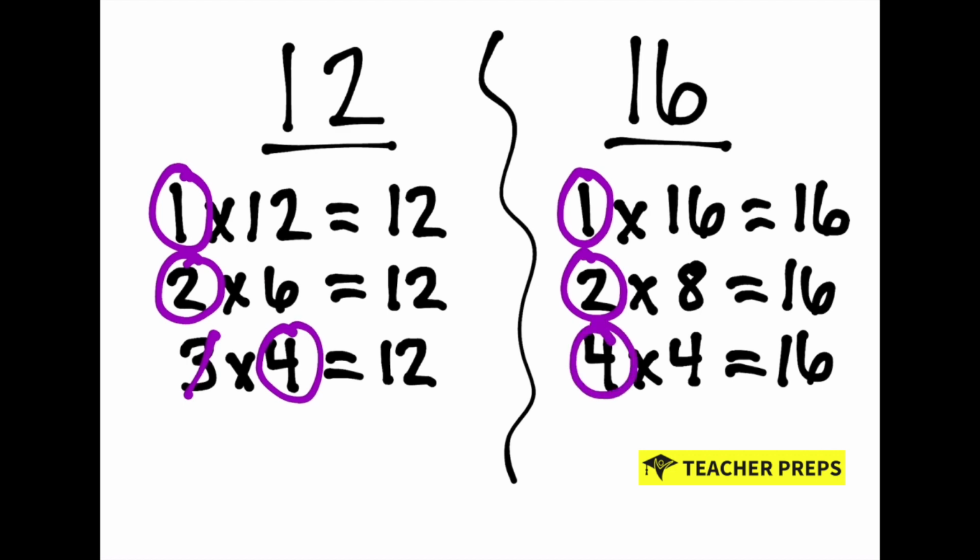And if you look, 12 has 6 and 16 does not, and 12 has 12 and 16 does not. So our common factors are 1, 2, and 4. The final step is to choose the greatest of those numbers. So in this case, the GCF, or greatest common factor, is 4.